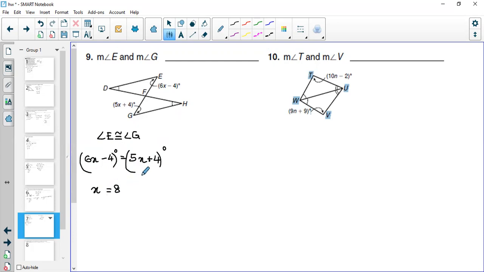You know how to solve equations. You are not at that stage now where I need to write every step and solve. So x is going to be 8. So they want you to find angle E and G. So let's find out any one angle as well. It's going to be equal to the other angle.